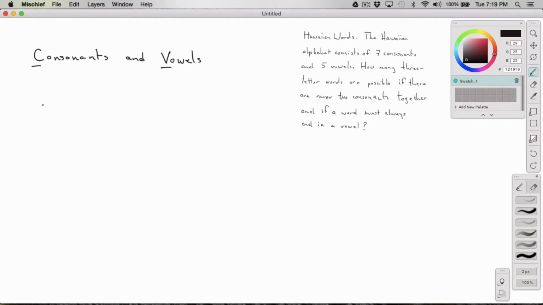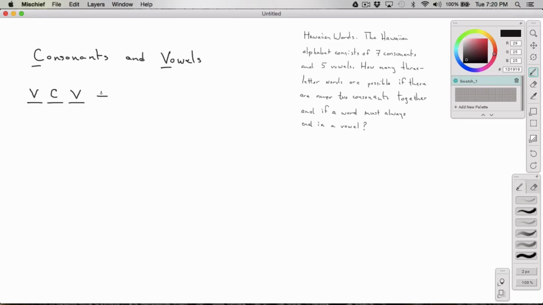Now, for example, let's think of one way we could write a 3-letter Hawaiian word. And let's not get too fancy yet. But the first thing we know is that it always has to end in a vowel. So let's put V here. Now, if I put a consonant right here, well, that says that you can never have 2 consonants together, so this spot here has to be a vowel. So there's one way that you could write a 3-letter word using the Hawaiian rules.